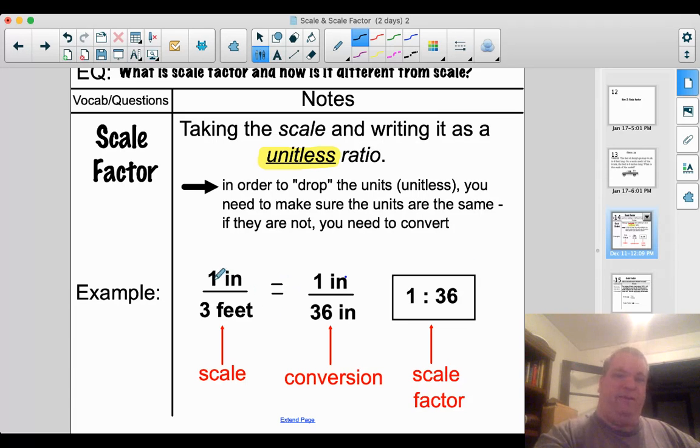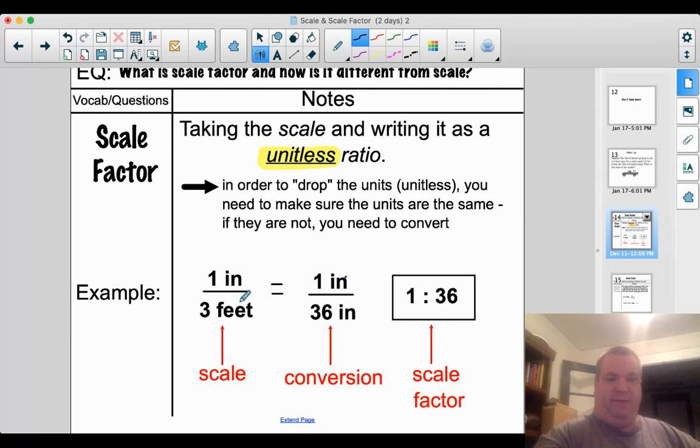If I look at this example, this is a scale. 1 inch to 3 feet, that's a scale. Maybe 1 inch on my model is 3 feet in real life. Now, I want to know how much bigger it is in real life than the scale, but it's not 1 to 3, it's not 3 times bigger, right? Because this is feet and this is inches. So in order to answer this question, I have to do some converting.